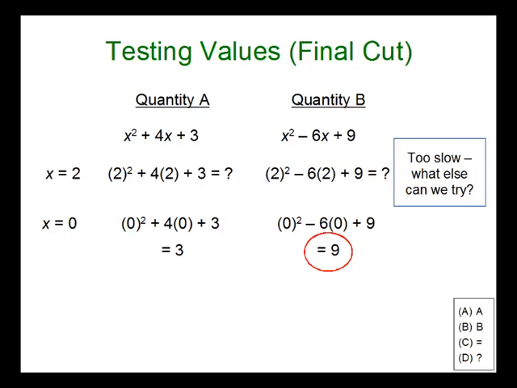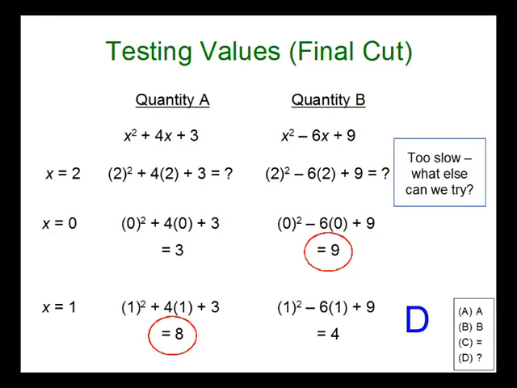All right, 0 is a little easier to plug because some of those terms drop out and you end up with 0 plus 3, 0 plus 0 plus 9, easier to calculate. And we've come up with a quantity B is greater case. Plug in other numbers, see if we can come up with a different scenario. And luckily 1 works out to have A being greater. And we've proven D at that point.